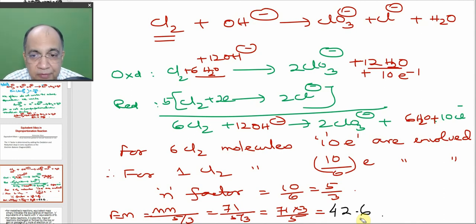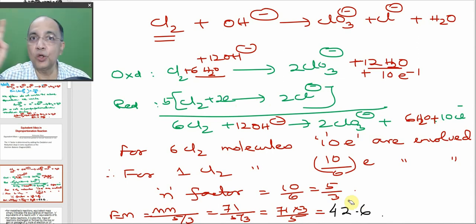Now what if we make it 2 here, 6 here? How can you divide by 2? Because here the number of electrons is counted for 6 chlorine. If 6 chlorine molecules involve 10 electrons, then 3 chlorine molecules will involve 5 electrons. Same thing, 5 by 3.